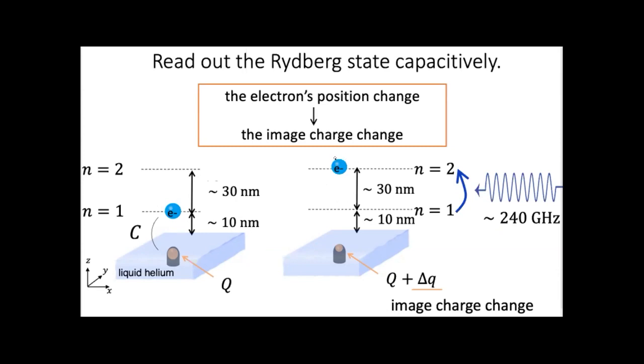Now the distance between the electron and the cylindrical electrode becomes further compared to the situation here. And now the induced image charge on the cylindrical electrode is Q plus delta Q. Actually this delta Q is negative because the electron became further away from the cylindrical electrode. So if we measure this image charge change delta Q, we can know that the Rydberg transition happened. So how can we do that?